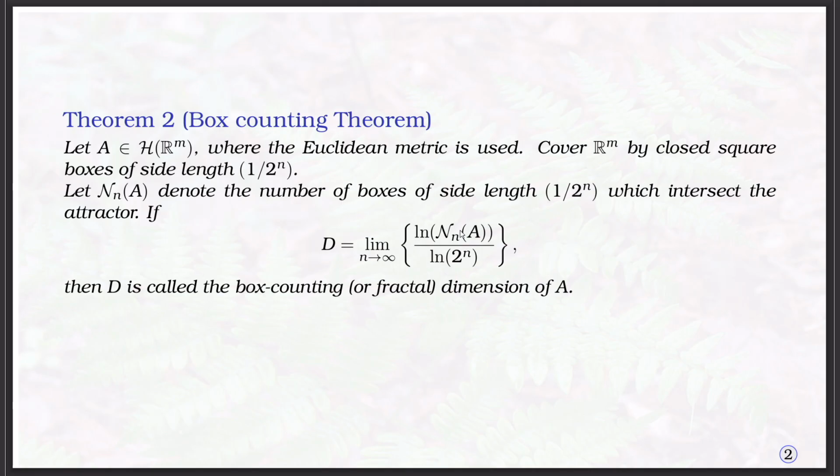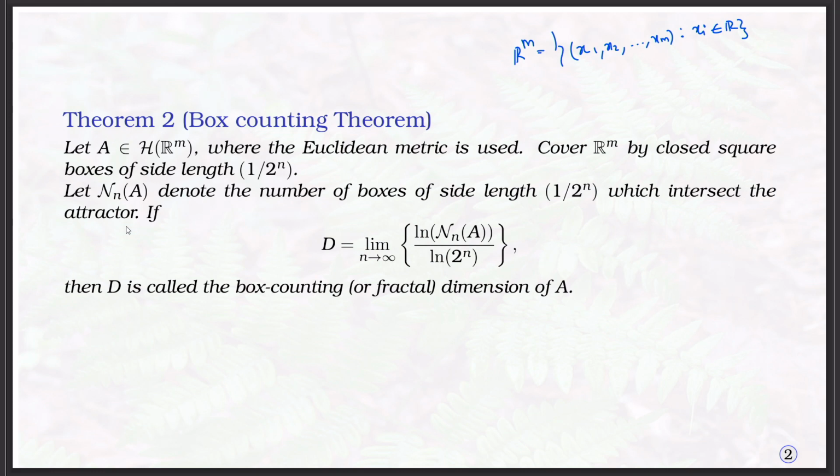Now, this theorem says: let A belong to H of R power m, where R power m is the collection of all m-tuples (x1, x2, up to xm) such that all xi's are members of R, ordered m-tuples. This R power m forms a metric space with respect to the Euclidean metric, which we already discussed.